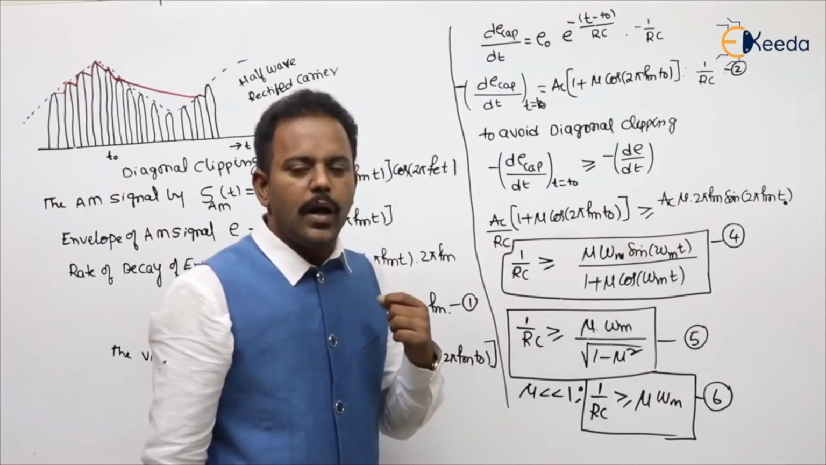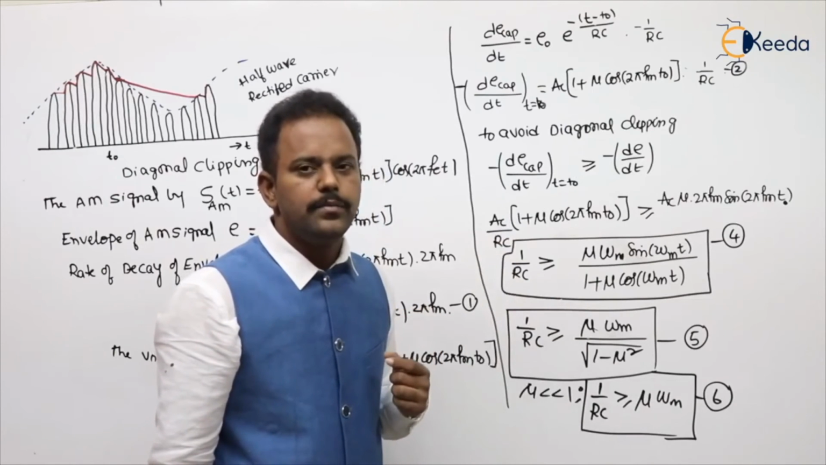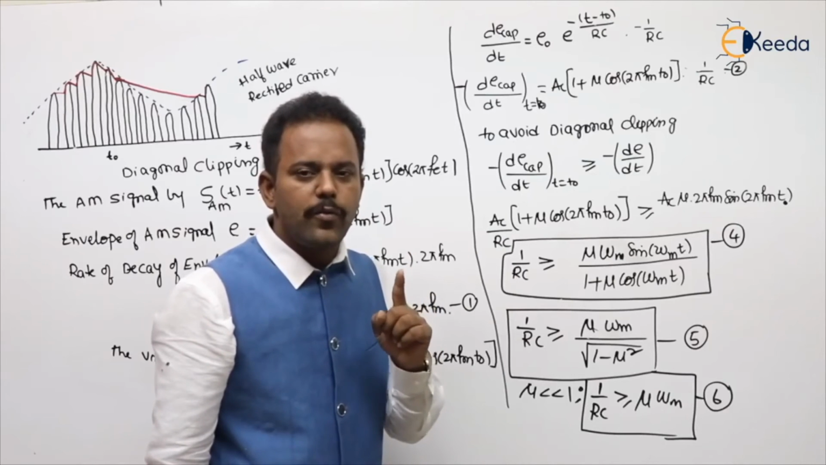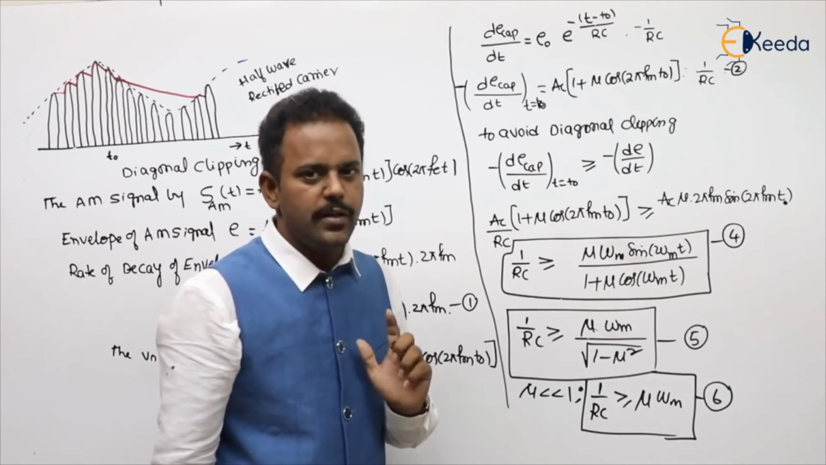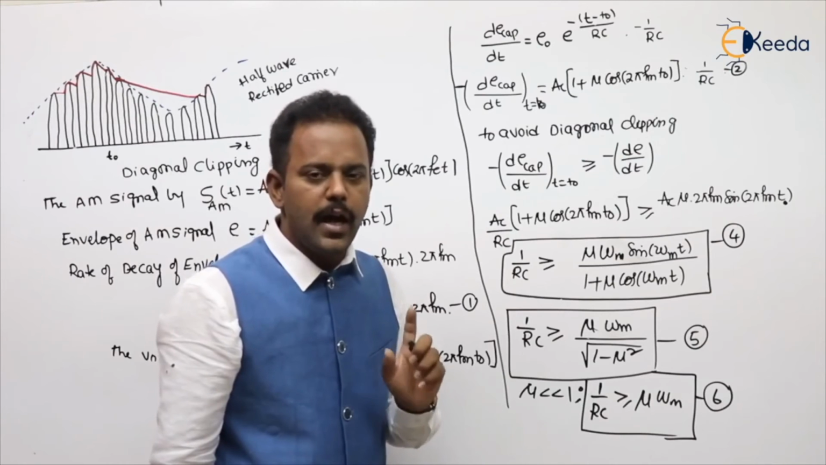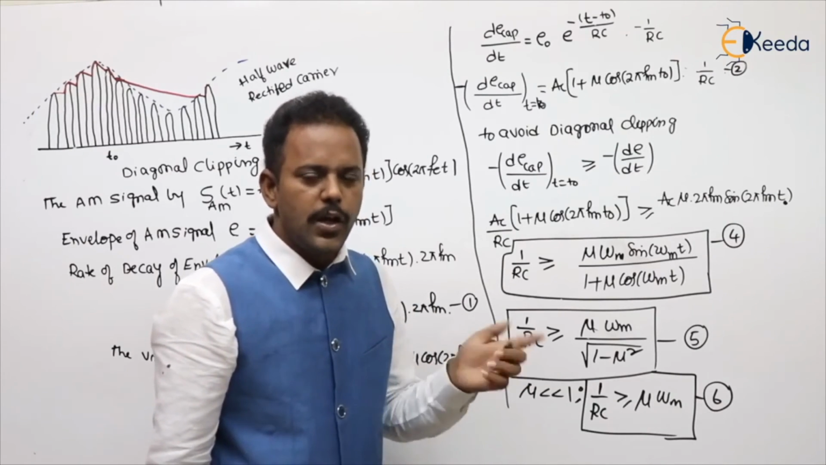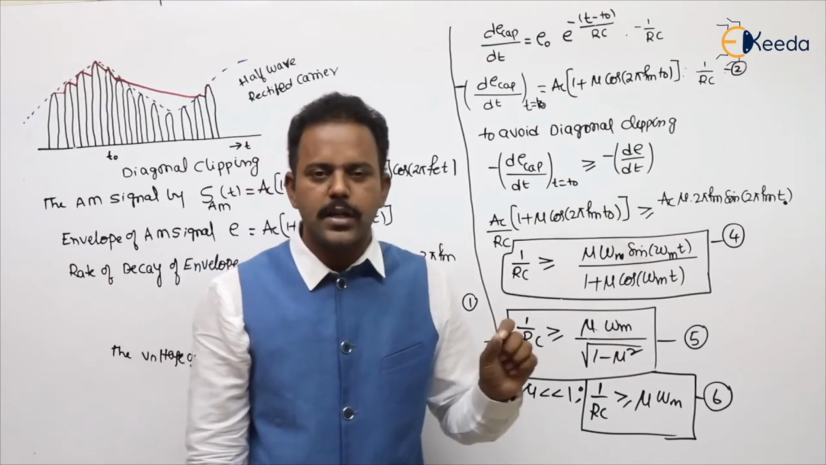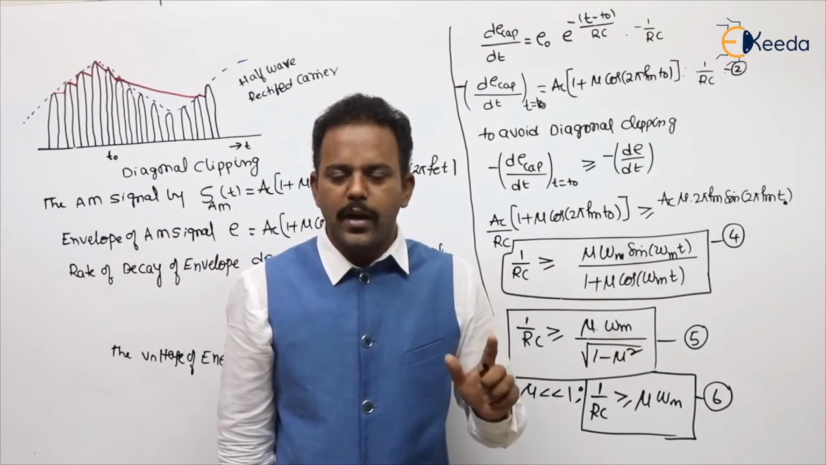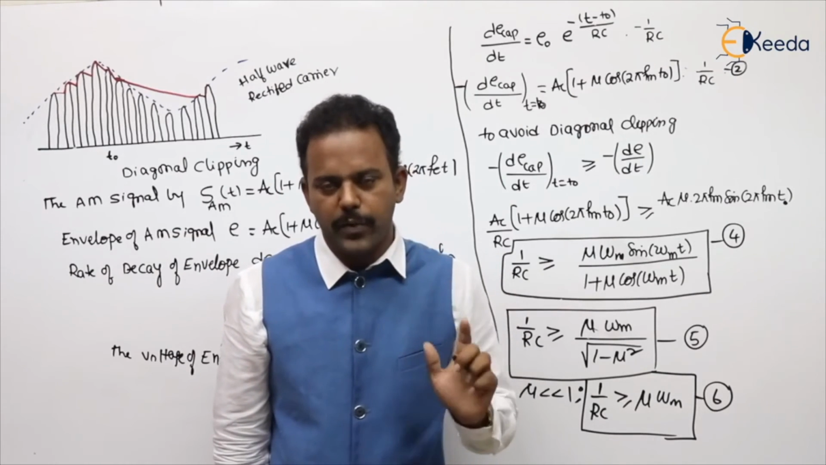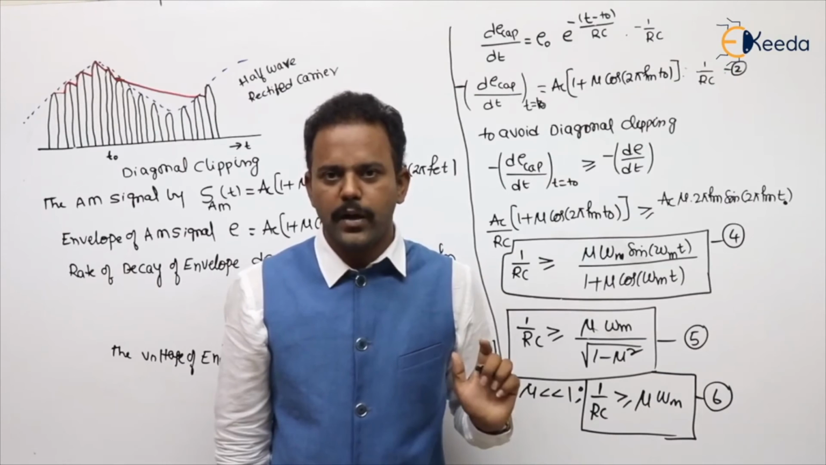To avoid ripple content, what did I tell? RC value should be far greater than 1 by FC. To avoid diagonal clipping, RC is far less than 1 by FM, where FM means message signal frequency. So the best choice for the time constant in the envelope detector is 1 by FC far less than RC far less than 1 by FM. Got my point or not?